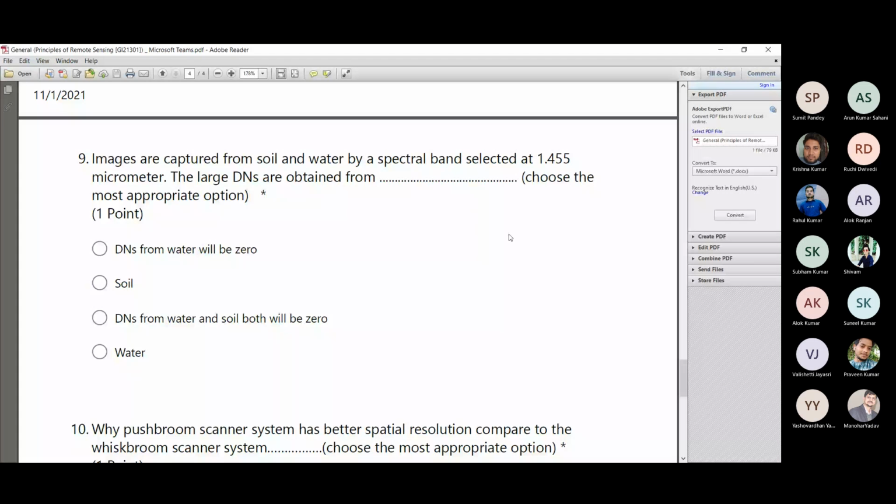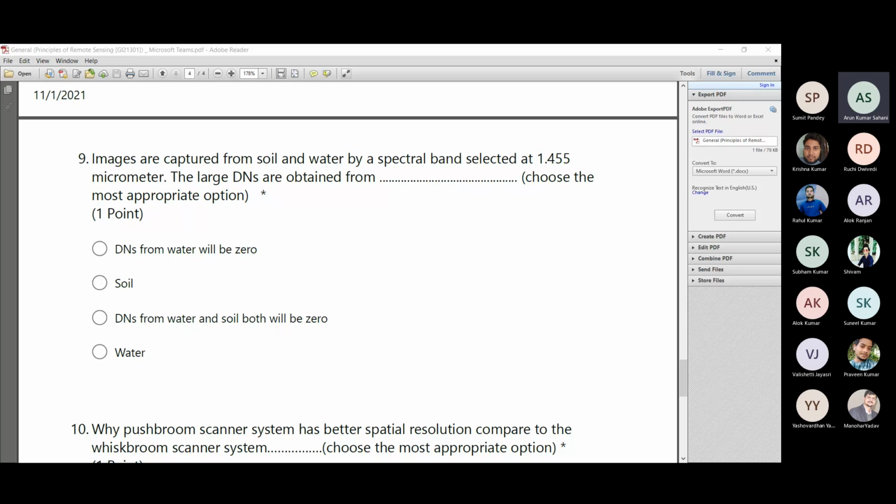And these images are captured from soil and water by a spectral band selected at 1.455 micrometer. So the large DN numbers which are obtained, are they from soil or water? What is the correct option for this? Both will be zero, sir.